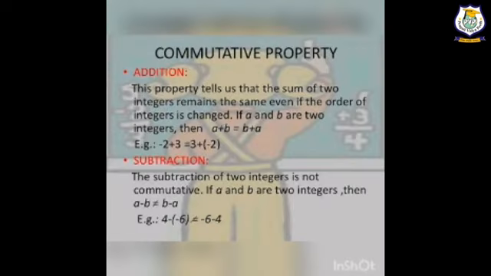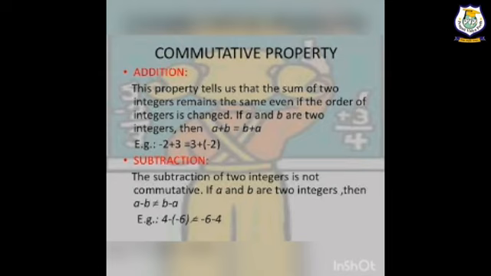Commutative property. This property tells us that the sum of two integers remains the same even if the order of the integers is changed. If a and b are two integers, then a plus b is equal to b plus a. Example, minus 2 plus 3 is equal to 3 plus minus 2. It means if we are changing the order of the integers, it does not affect the result.